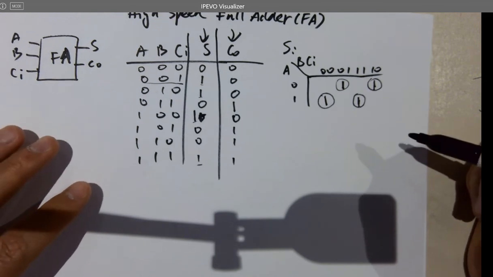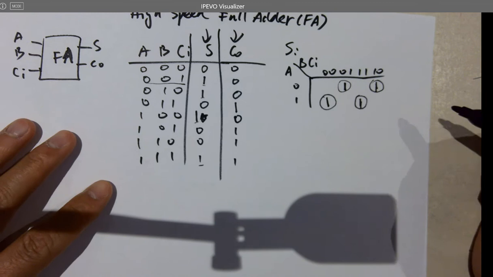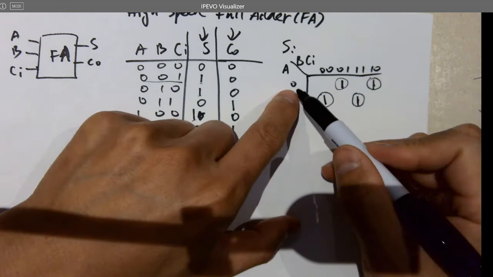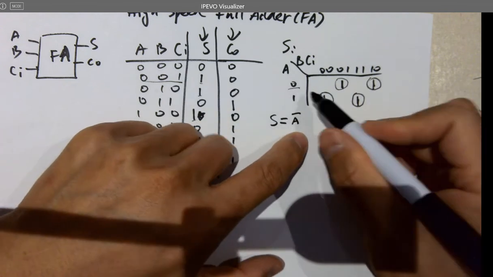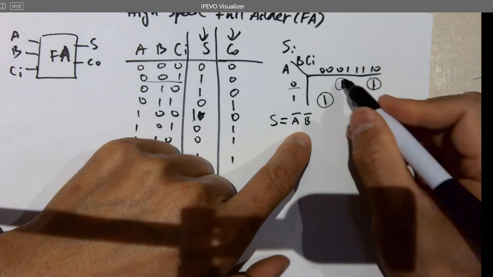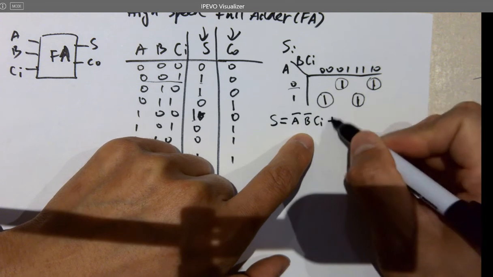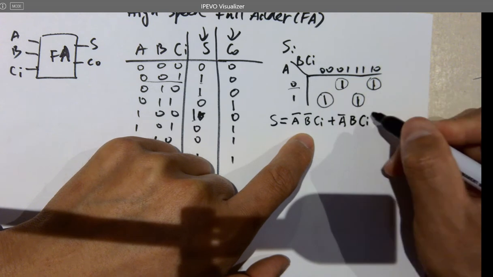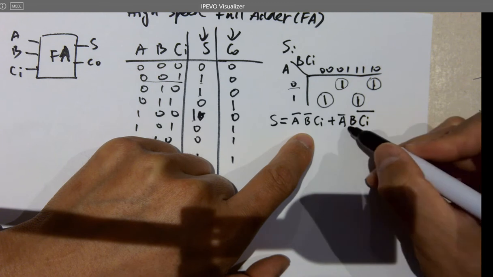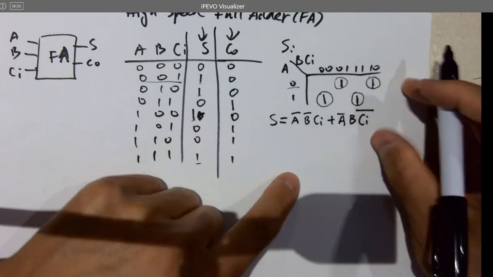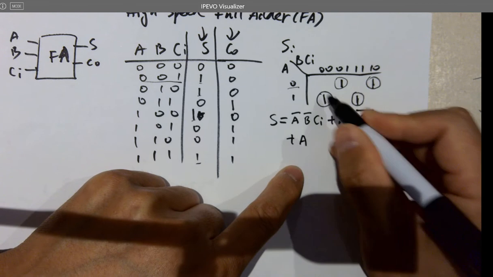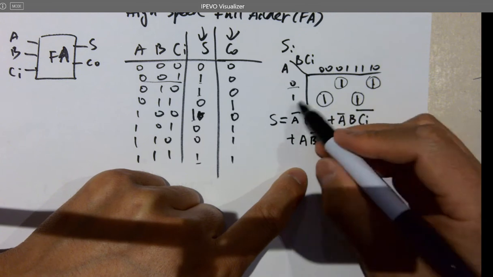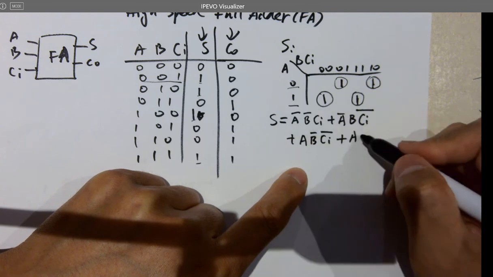So what's the result, though? So S equals to, just write it down, right? So you have this one, it's A naught, B naught, Ci, or A naught, B, Ci naught. Okay? Or A, B naught, Ci naught, or A, B, Ci.